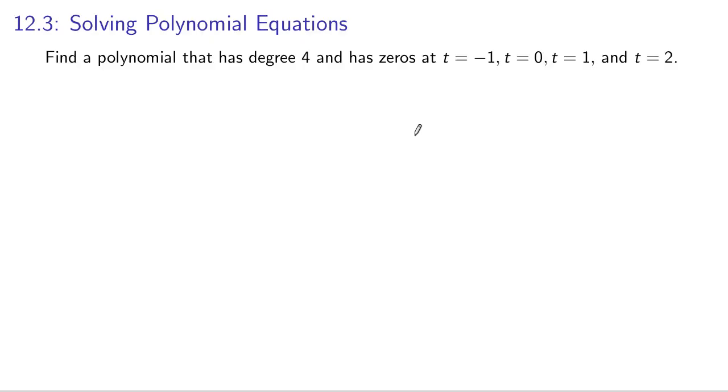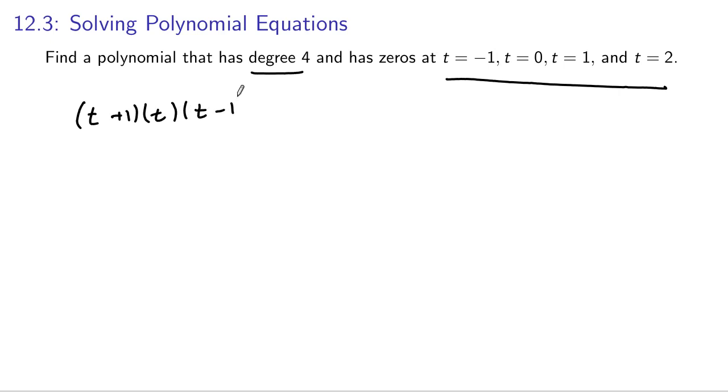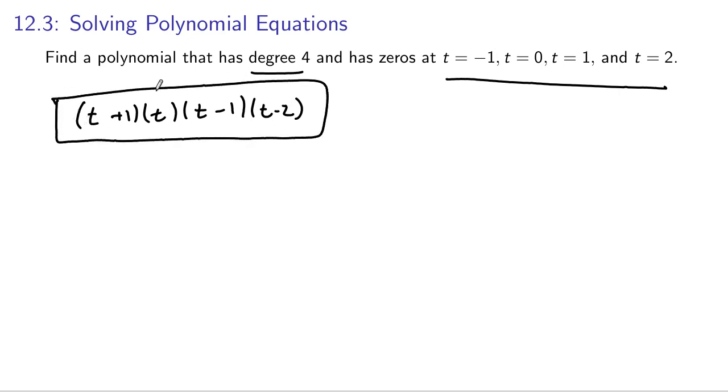Now, let's find a polynomial from some zeros. Find a polynomial that's degree 4 and has the following zeros. Okay, since it's degree 4 and there are 4 zeros, we don't have to add any extra things to make the polynomial degree 4. And I'll explain that in a minute. So we could just write, remember we have to negate each of these, t plus 1, t minus 0, which is t, minus 1, t minus 2, and that's it. We're done. That seems really simple. That's all we have to do.